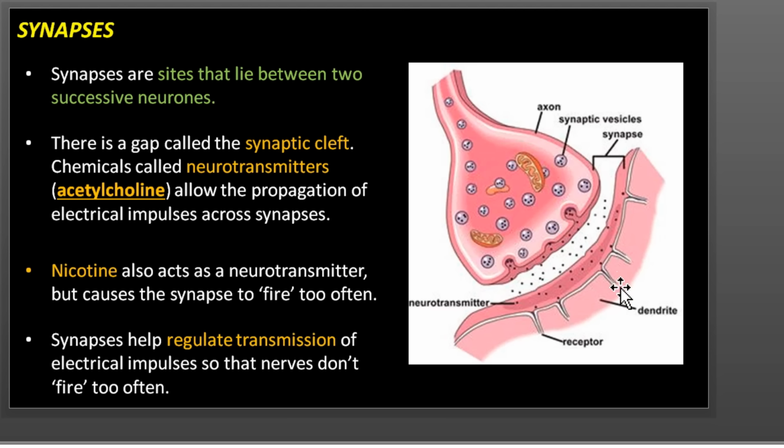So nicotine from cigarettes also acts as a neurotransmitter, but it causes the synapse to fire too often. Synapses help to regulate transmission of electrical impulses so that the nerves don't fire too often. So when there's a problem with the production of neurotransmitter, this is where that area might go numb. If there's an overproduction of it, that's where the person might have like Parkinson's, where they'll be moving involuntarily.